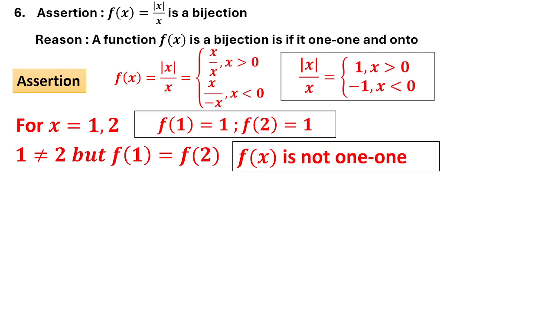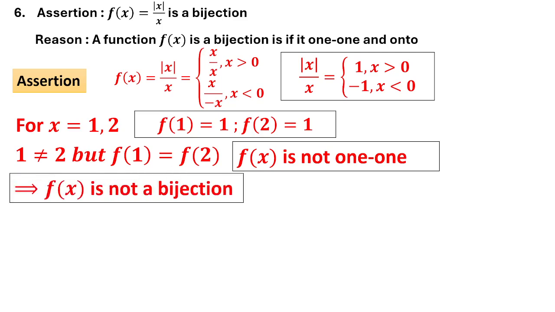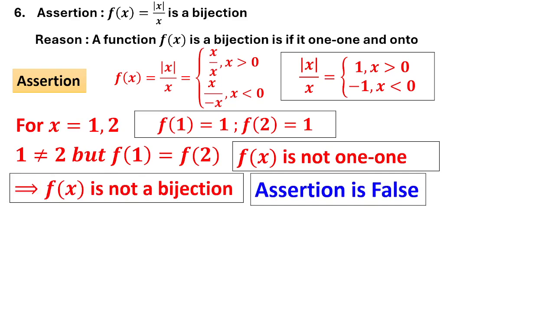There is no need to verify onto, because if you check the question, they have given that it is a bijection. If it is not 1-1, it is not a bijection. Therefore, directly it is not a bijection. Therefore, the assertion is false. When the assertion is false, the reason should be true, because there is no option that both are false. You may, I think it may come in the future CBSE question paper.